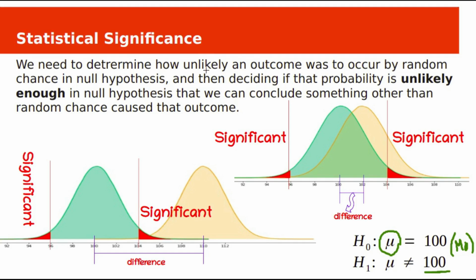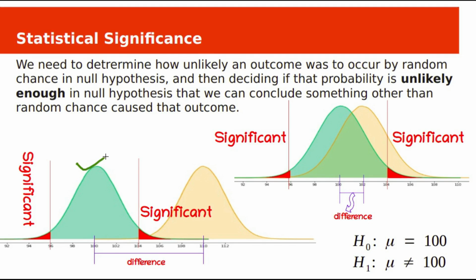We need to determine how unlikely an outcome was to occur by random chance in this null hypothesis, and then decide if the probability is unlikely enough in the null hypothesis. We can conclude that the health drink is the factor.